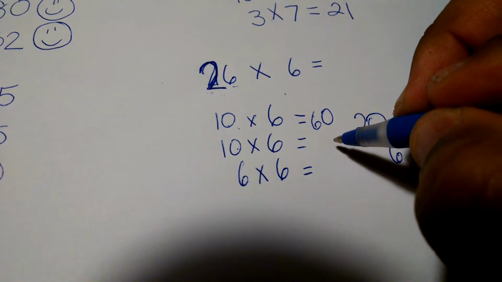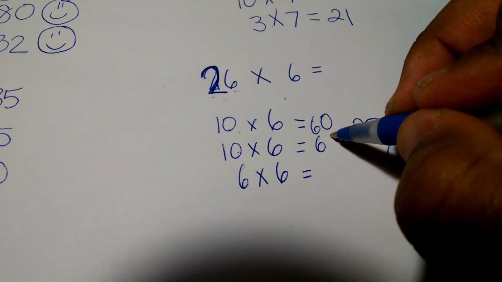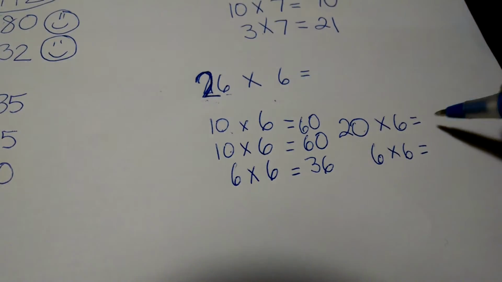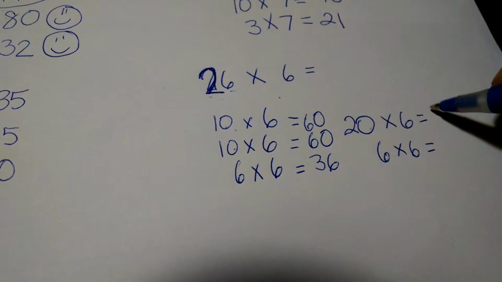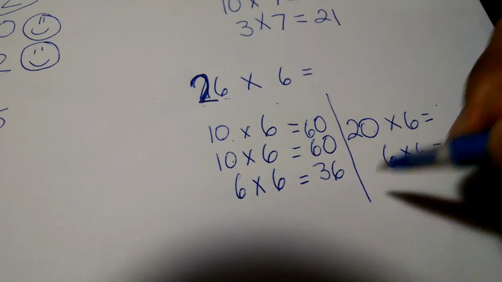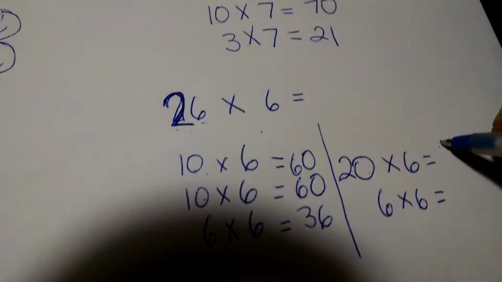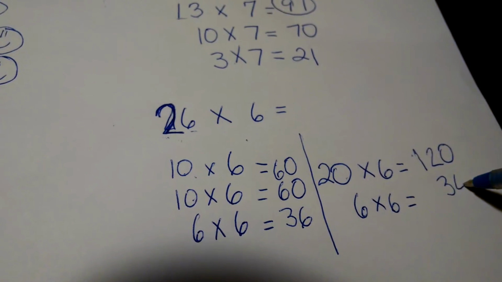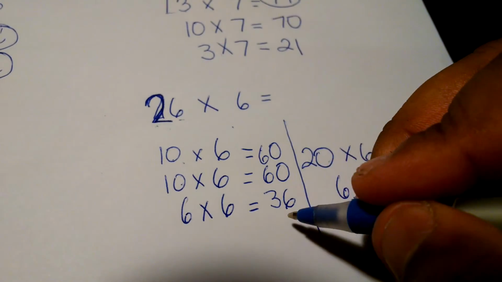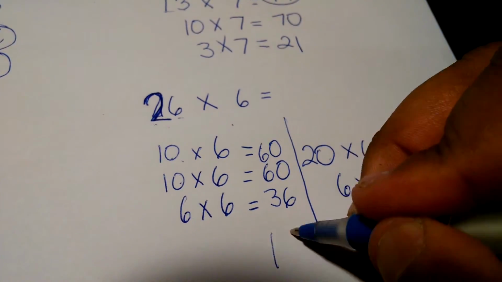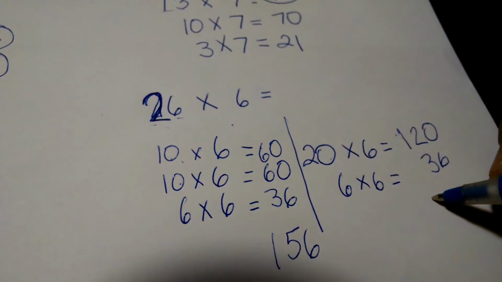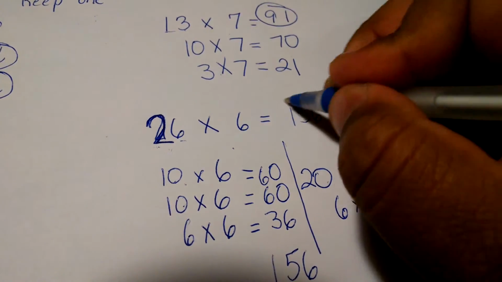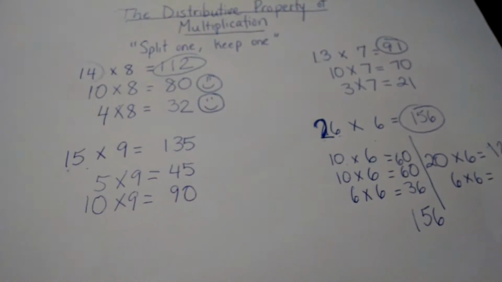So that's 10 times 6 is 60. Another 10 times 6 is 60. And 6 times 6 is 36. 20 times 6, let me separate that right here. 20 times 6 is 120. 6 times 6 is 36. So when I add the parts together, I get 156. And I get 156 here. So that's our answer. Alright, pretty cool.